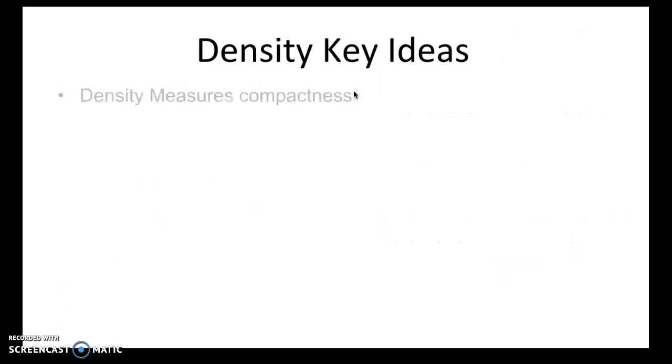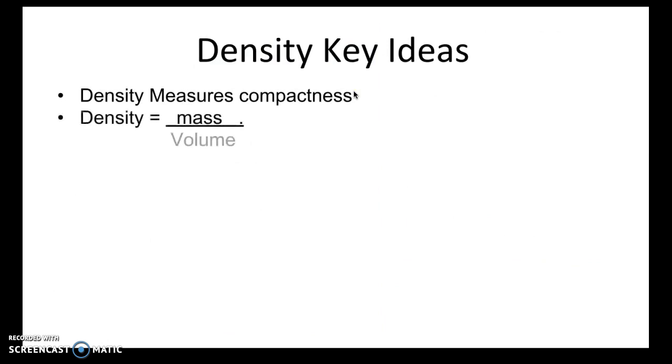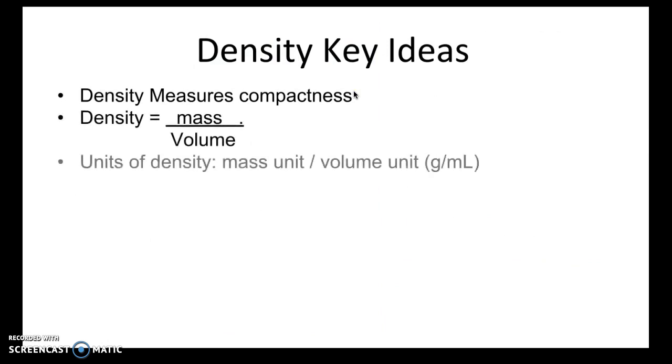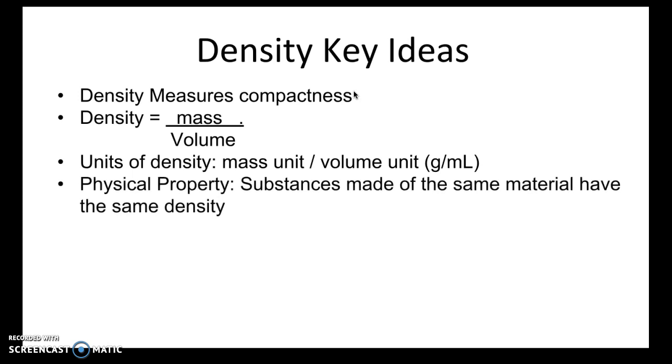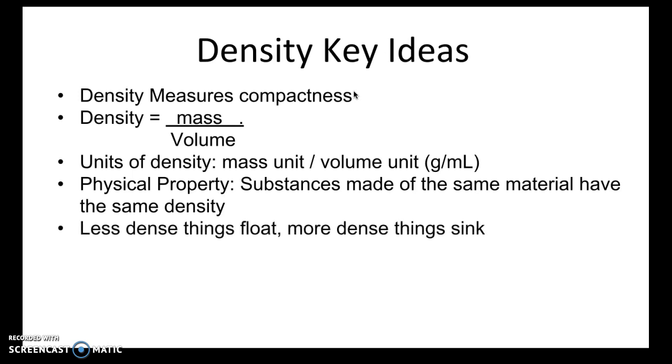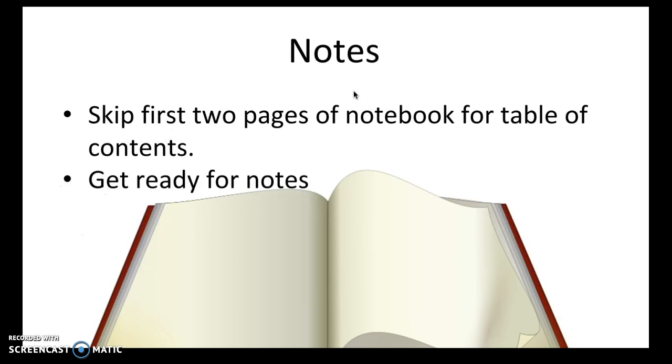All right, so here are some key ideas of what we covered so far. We talked about density as a measure of compactness, and we also looked at the equation for density, mass divided by volume. We mentioned that the units of density are the mass unit divided by the volume unit, and in this case it would be read as grams per milliliter. Density is a physical property, and substances made of the same material will have the same density. We also looked at the relationship between density and whether things float or not. Less dense things tend to float and more dense things tend to sink.